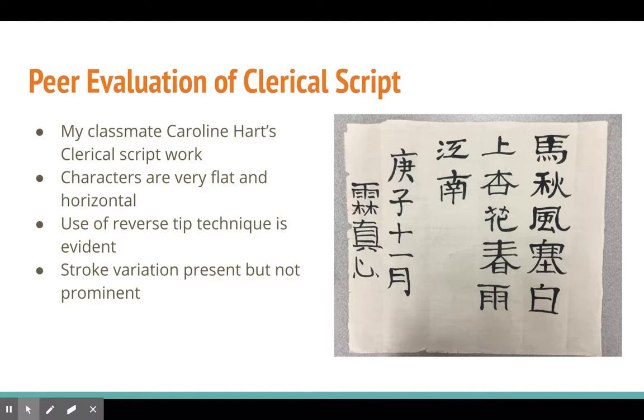This is my classmate Caroline's script work. Here her characters are flat and horizontal. The use of reverse tip technique is evident throughout her piece. What could be improved upon is stroke variation. There is some present, but it is not very prominent.